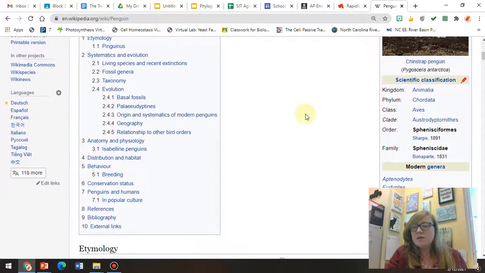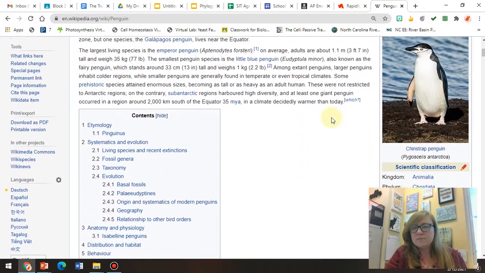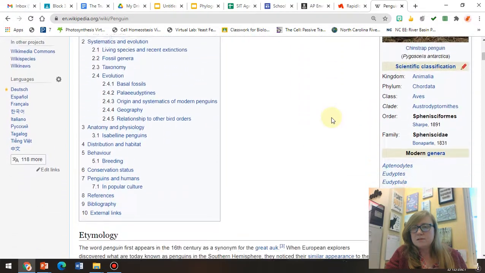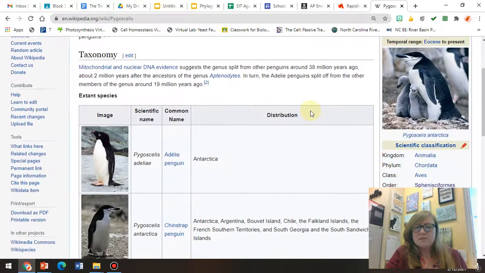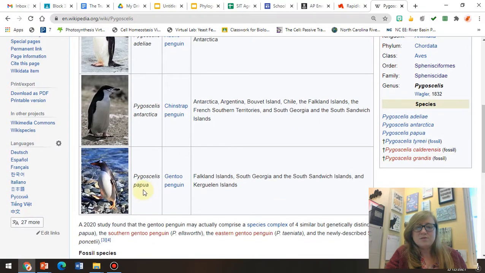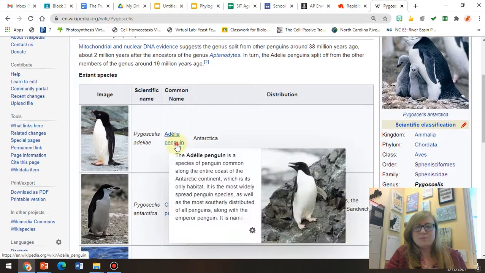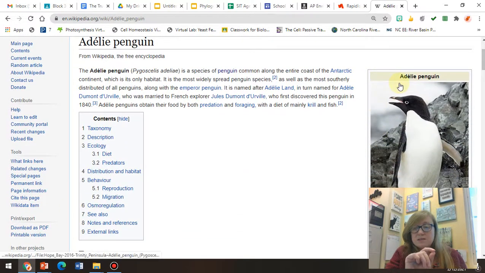But let's say I don't want that one. Let's say I want, oh, let's see, maybe we'll go with this one. Yes, the Adelie penguin, those are cute. Oh, this one's cute too. No, we'll go with the Adelie penguin. So you have to kind of click through and find a specific species.